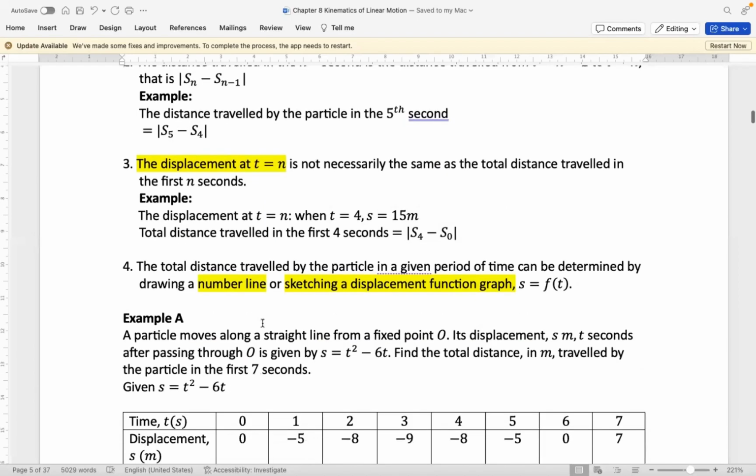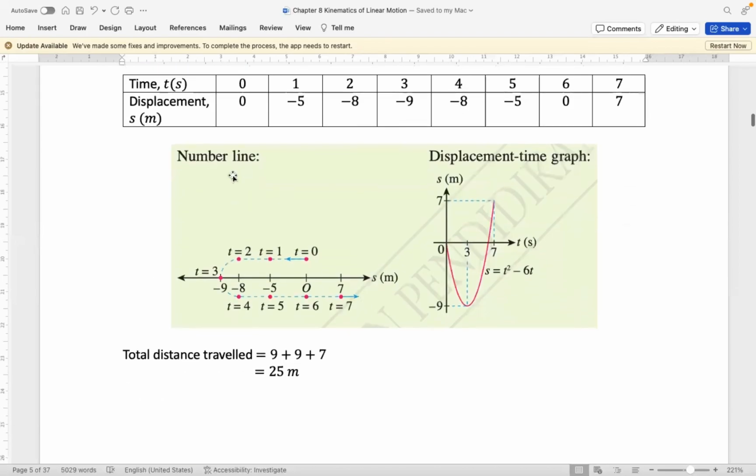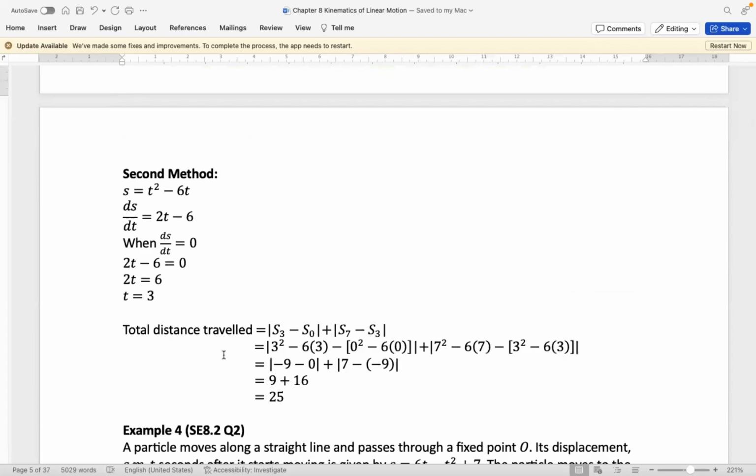Okay, so next one. The total distance traveled by the particle in a given period of time can be determined by drawing a number line or sketching a displacement function graph. That means you can draw a number line, and from the number line, you calculate the total distance traveled. Or you can draw a displacement-time graph. Then after that, you can calculate the total distance traveled. Okay, and next one, the second method: you can also identify the time when the particle changes direction. After that, you can use this method to find the total distance traveled.